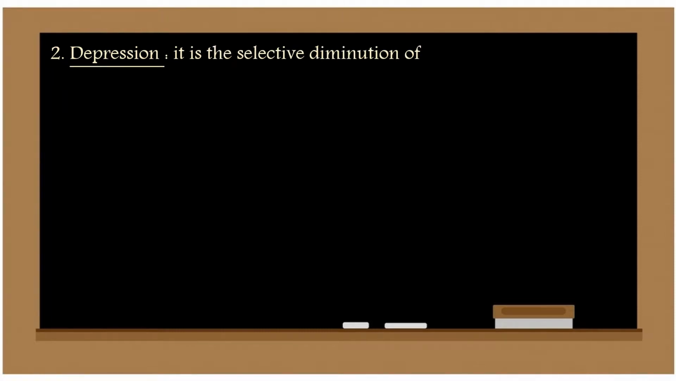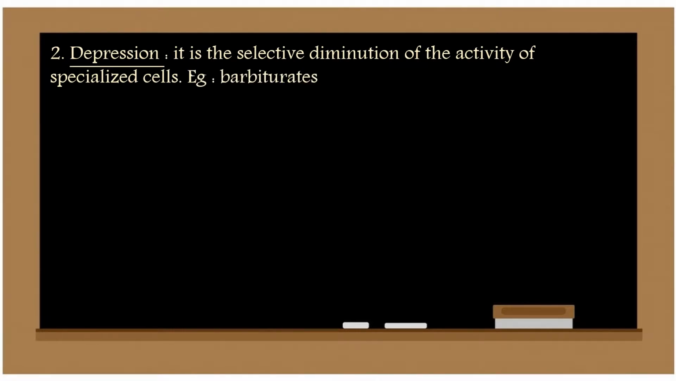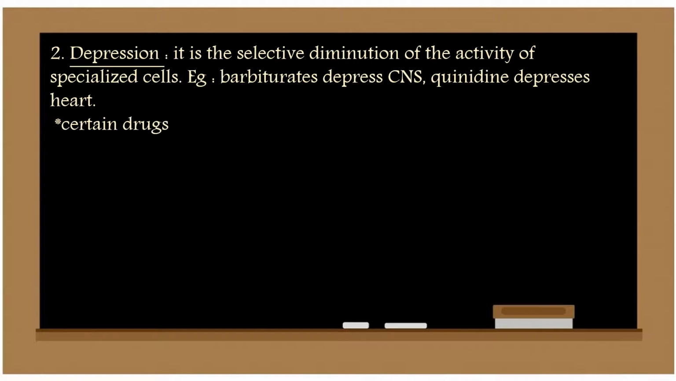Next one is through depression. It is the selective diminution or decreasing of the activity of specialized cells. Example for that is barbiturates depress the CNS. Quinidine depresses the heart.